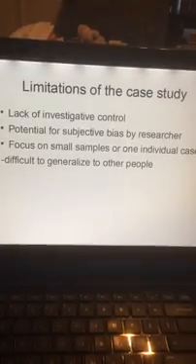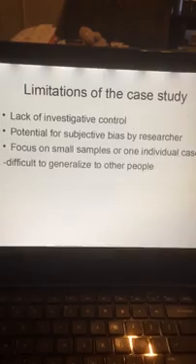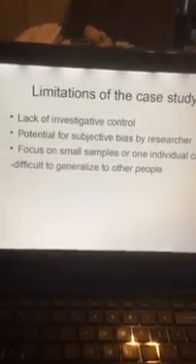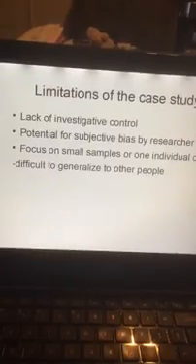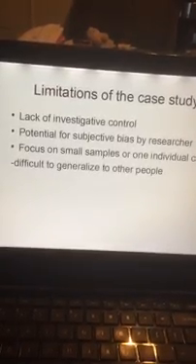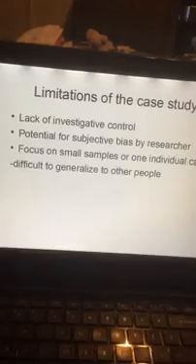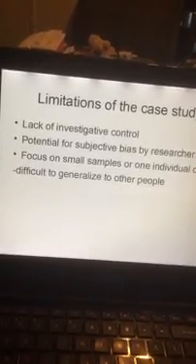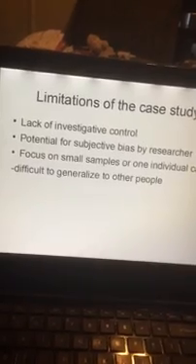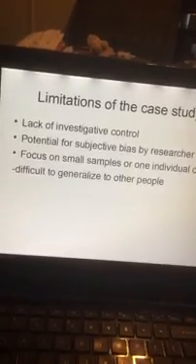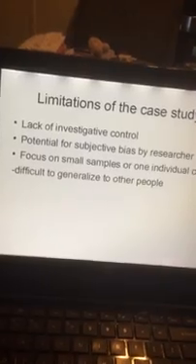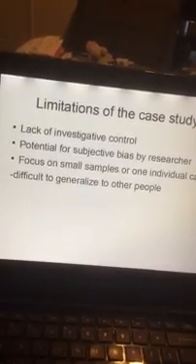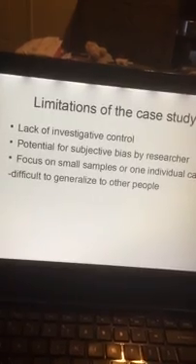It's a focus on small samples or individual cases, but it's difficult to generalize to other people. So it's hard to say, well, let's say I take a whole bunch of people with schizophrenia or people who are victims of childhood sexual abuse in a certain university and do a study on them. It's a case study. I spend a lot of time with them, interviewing them, having them do studies, what have you. It's very difficult to generalize those findings to everyone else with those issues, because it's just people in one area.